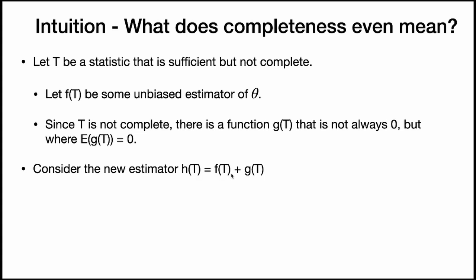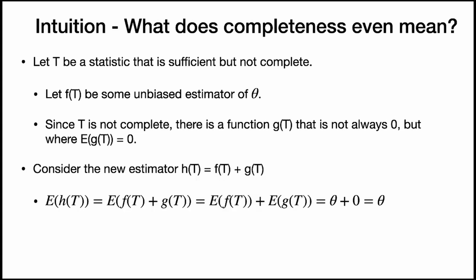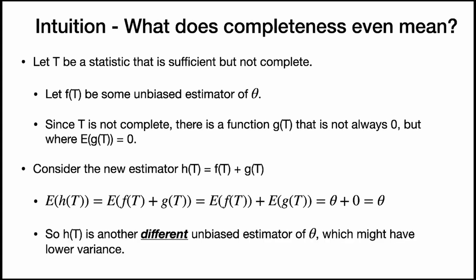And what that means is we could define a new estimator, h of t, and let's let it just be f of t plus g of t. Well, what is the expected value of this new estimator? Well, by properties of expectation, it's just equal to theta. It's still unbiased because g of t is an unbiased estimator of 0, so it doesn't change the unbiased estimator. So h of t is a different unbiased estimator of theta, and it might have a lower variance, right? Maybe h of t is a better estimator than f of t.